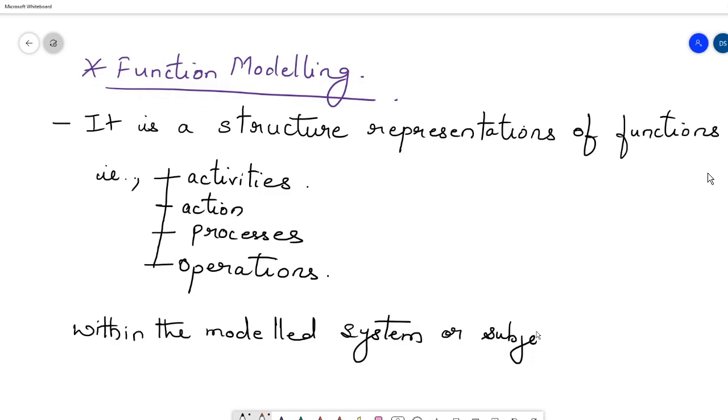Okay, so on the screen you can see what exactly function modeling is. It can be defined as the structural representation of functions. Now functions, that is the activities involved, the actions required or the actions performed. It would be dealing with various processes. It would be depicting various processes on the screen and various operations. Okay, so whichever system we are working on, the system we are working on.